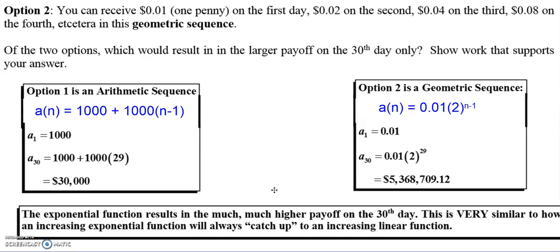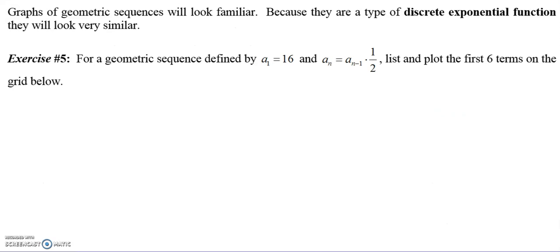Almost there. All right, now it looks like we're going to just do some basic graphing stuff here. So for this one, we're just going to get into discrete exponential function. So for a geometric sequence, a sub 1 is 16. Notice what this is saying. So this means the previous term, not the number n, but the term, multiply it by half. So that is exponential since we're multiplying. List the first 6 terms. So do that first, and then we'll plot it in the graph. So could you come up with the first 6 terms of this function? So do that now.